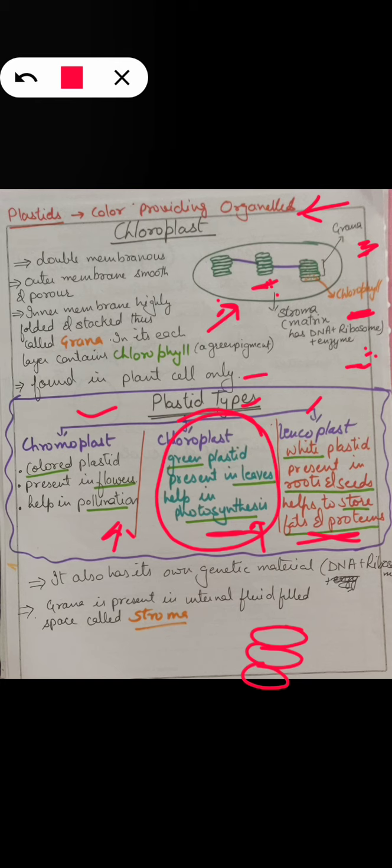One more thing: this organelle is present only in the plant cell. So chloroplast is present in the plant cell. Only plants do the process of photosynthesis. This is all about the chloroplast. So we will be moving to the next organelle, which is called the vacuole.